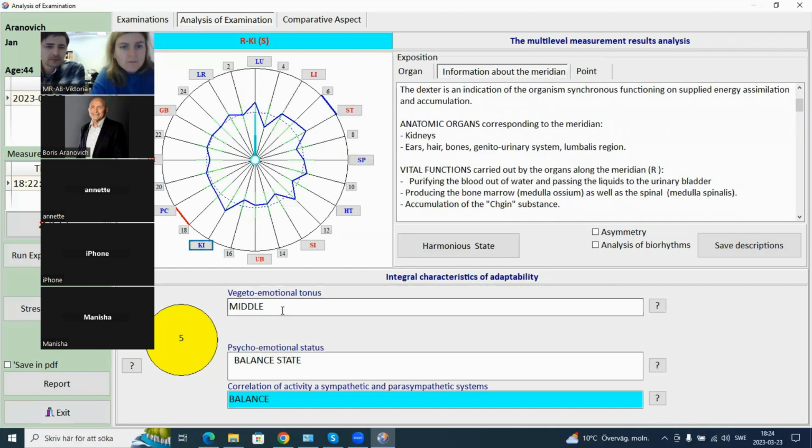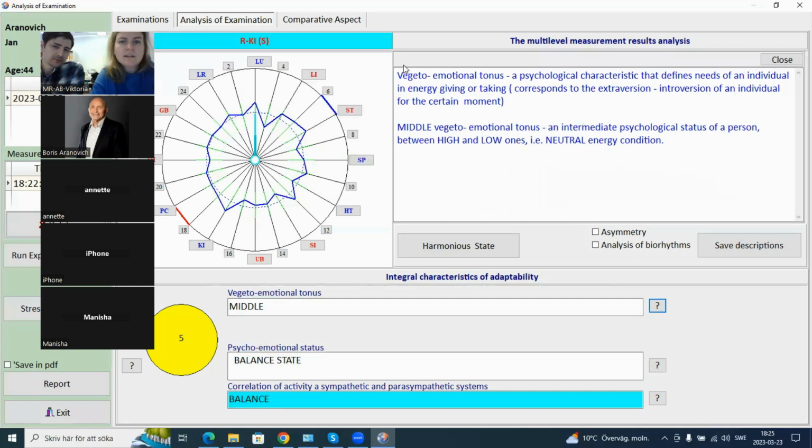Also here, everywhere you can see question marks. You can press on a question mark and it will tell you what it means. So for the emotional tonus, you ask what it is and here is the answer. So this is the physical. And actually this is really good.